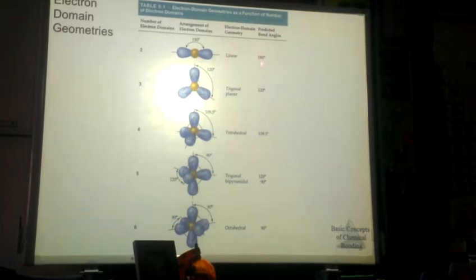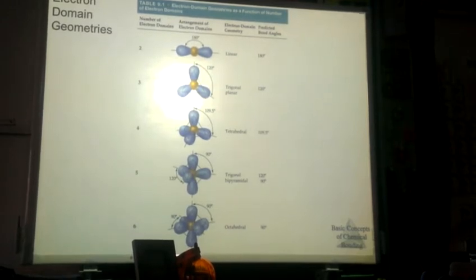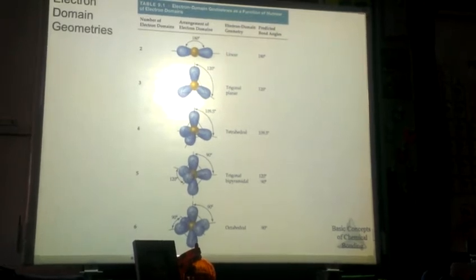So linear is 180 degrees. If it's trigonal planar, it's 120. If it's tetrahedral, it's 109.5 degrees. If it's trigonal bipyramidal, then we're going to have a separation of 90 degrees, and we're also going to have a separation of 120 degrees. So there's actually 2 bond angles that we're going to have for that one. And then octahedral will be a separation of 90. You have to know the bond angles. You have to know the electron domain geometries.